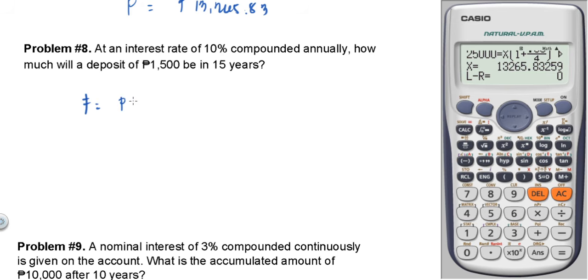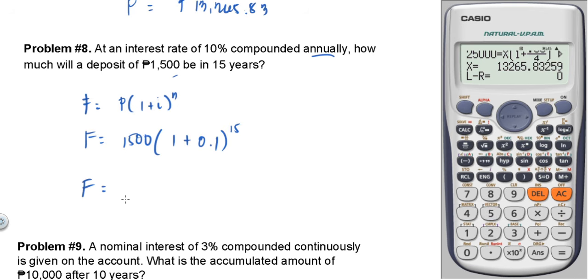Okay, so recall lang ulit, no? P times 1 plus I raised to n. Yan. So, 1 plus I raised to n. Okay, so F is equal to 1.5 times 1 plus, okay, yun na yun, no? 0.1 annual. So raised to 15 years.